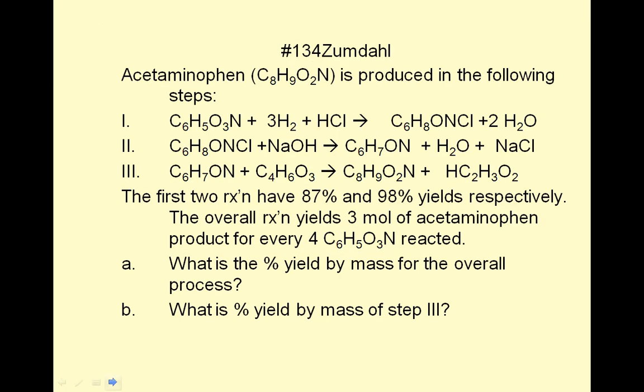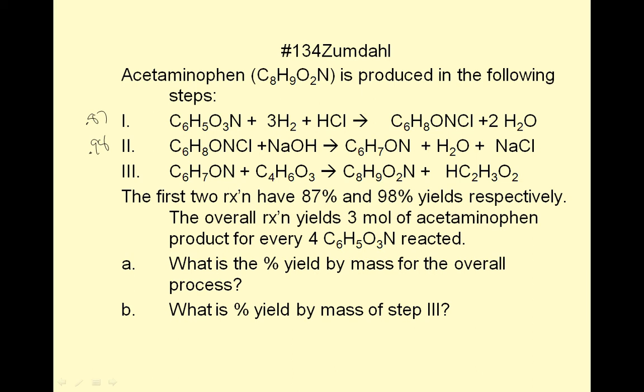Number 134 in Zumdahl. Another, I call this serial stoichiometry, because you do it in a series. Not cereals like cornflakes or whatever it is. Frosted Flakes, way better. Acetaminophen is produced in the following steps. The first two reactions have an 87% and 98% yield, respectively. So I don't get what I expect. I get 0.87 and I get 0.98.